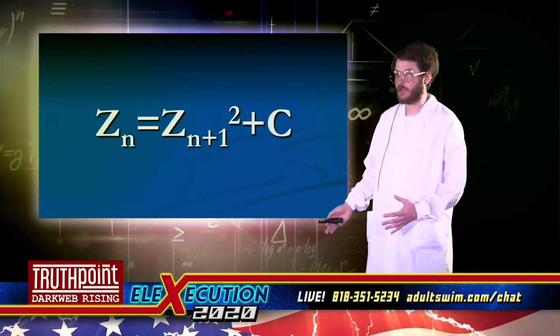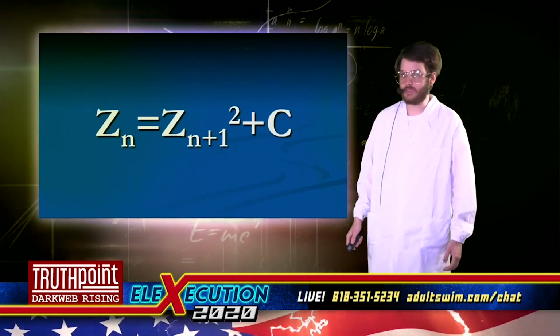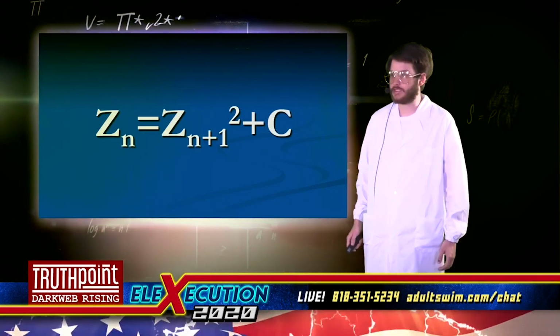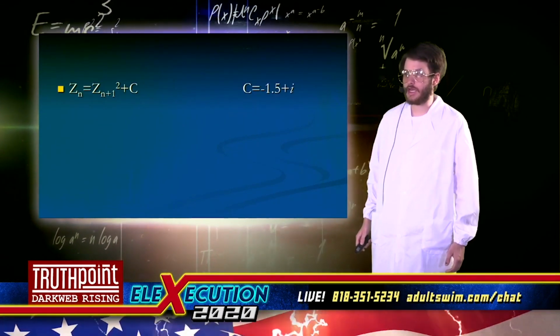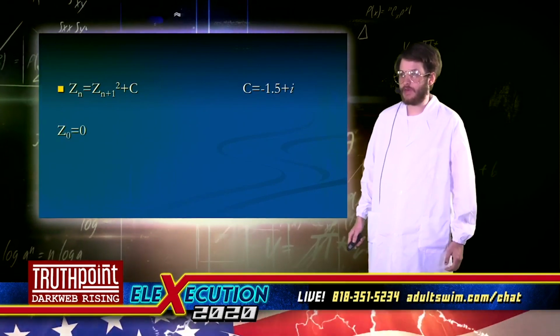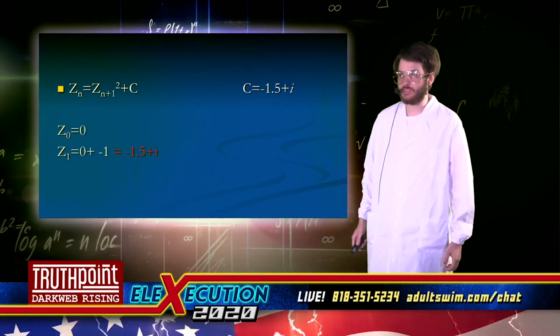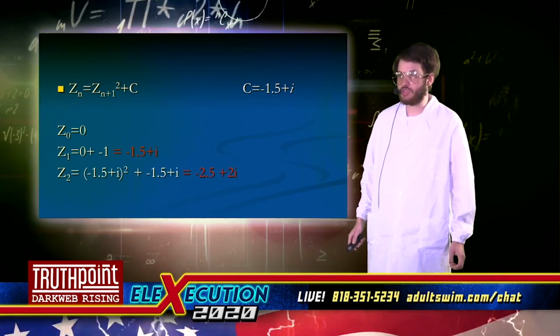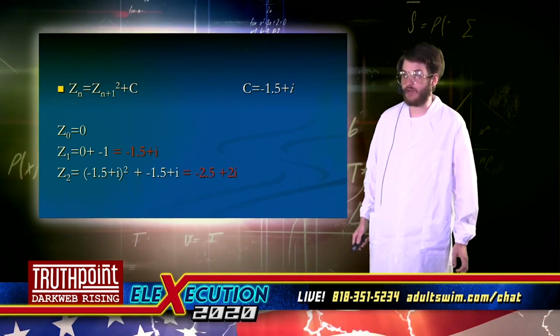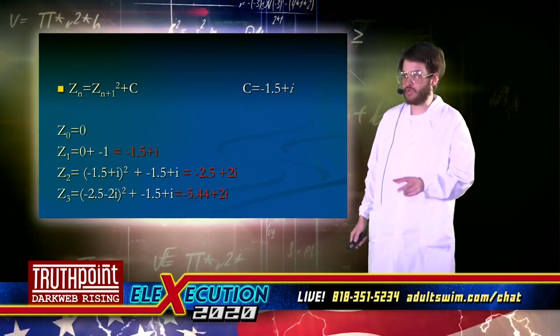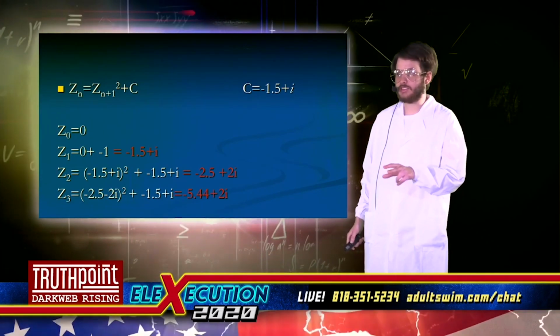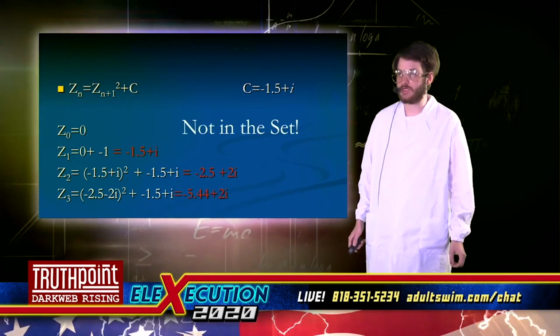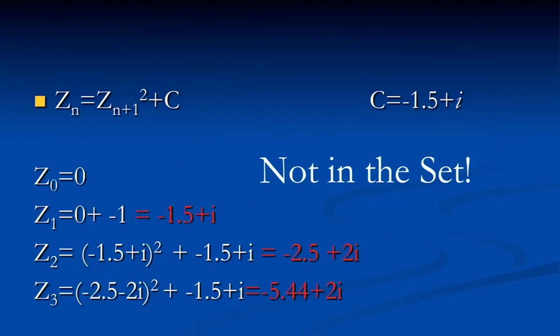So this is a recursive formula. We're going to plug in a complex number here for c. Let's try -1.5i. And if you do that, z sub 0 equals 0, z sub 1 equals -1.5 plus i, and z sub 2 equals -2.5 plus 2i. And if you keep doing it, you see that the number continues to grow and grow, which means that it is not in the set. It's not in the set, people.